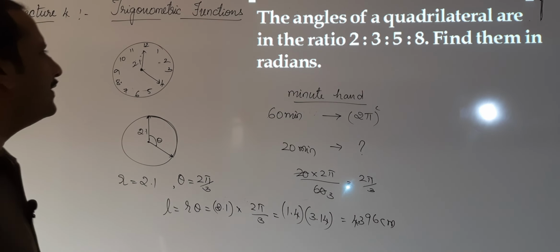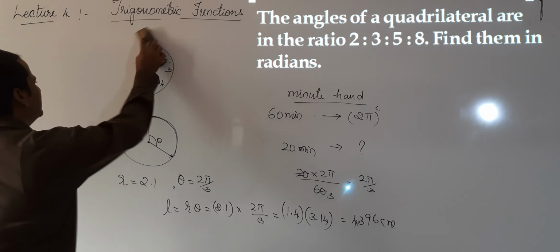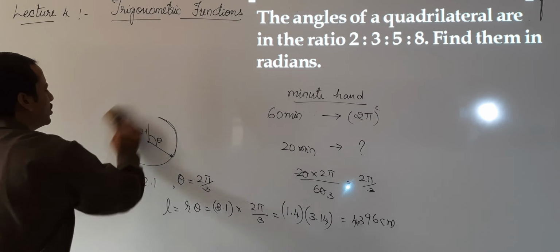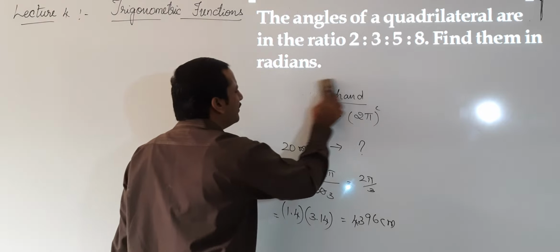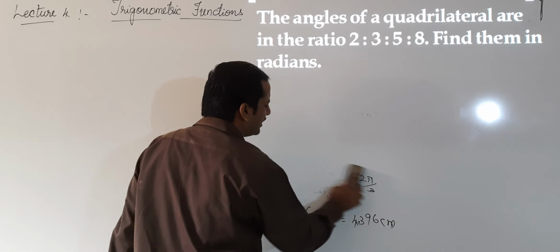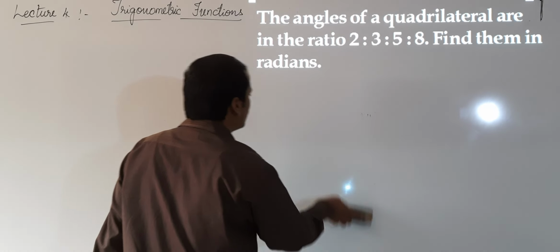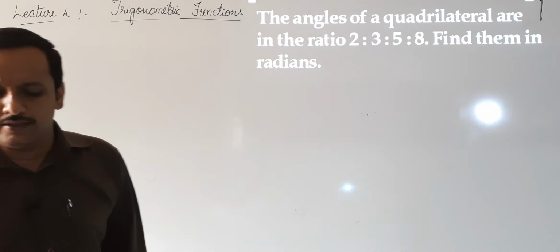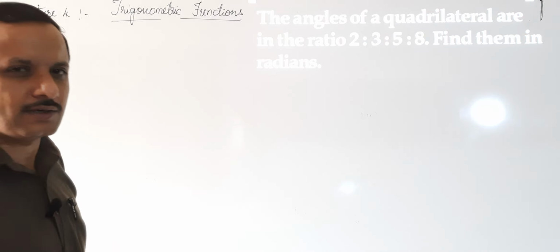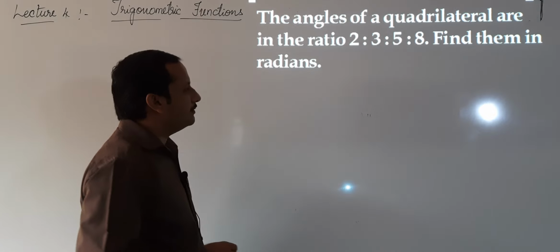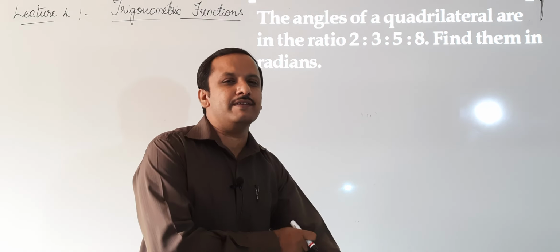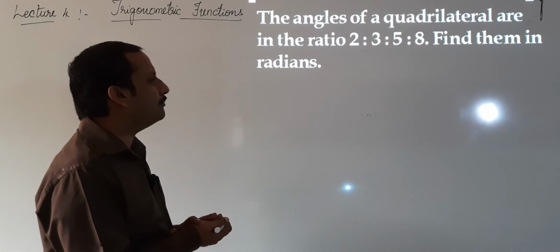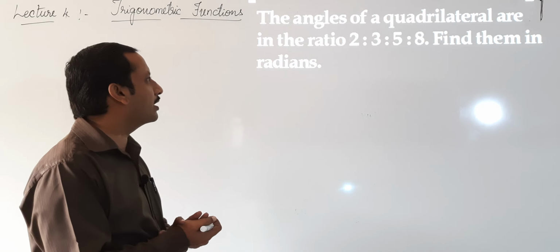Next, the angles of a quadrilateral are in the ratio 2 is to 3 is to 5 is to 8. Find them in radians. Angles of a quadrilateral are in the ratio 2 is to 3 is to 5 is to 8. Find them in radians.